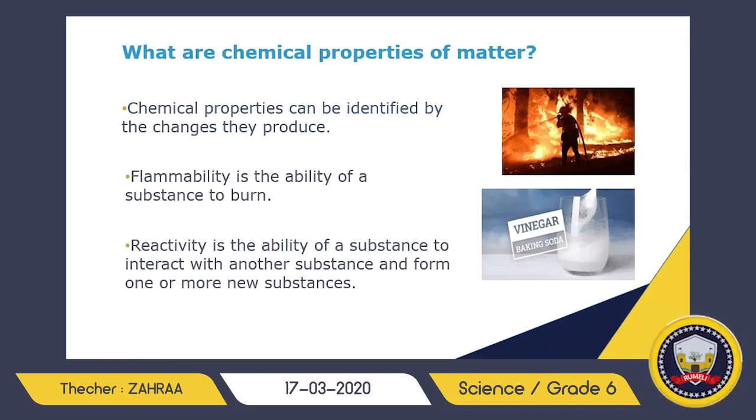Chemical properties can be identified by the changes they produce, and here we have two important terms that we need to understand: flammability and reactivity. What do we mean by flammability? Flammability is the ability of a substance to burn. Some substances can easily burn, like wood and trees, while other substances are hard to burn. Those are called non-flammable.